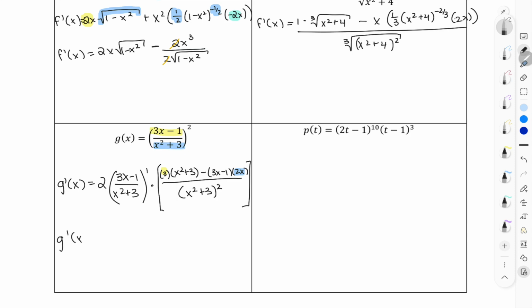So in this case, g prime of x, because it's just all multiplication, I can simplify that one a little bit. I'm not going to go too far with this, but I have a 2, I have a 3x minus 1. All of that is times this whole numerator, which is a 3, x squared plus 3 minus 2x, 3x minus 1. And then all of that is over x squared plus 3 cubed, because I had 3 of them, right? 1 here, 2 here.